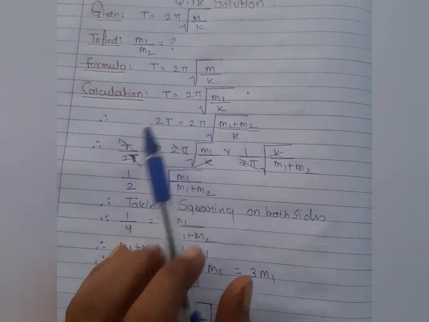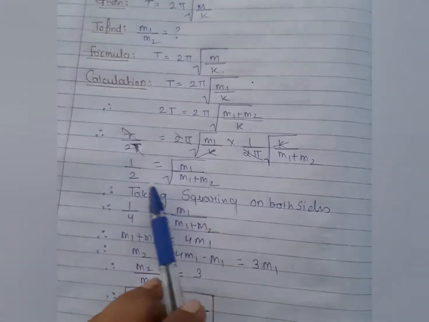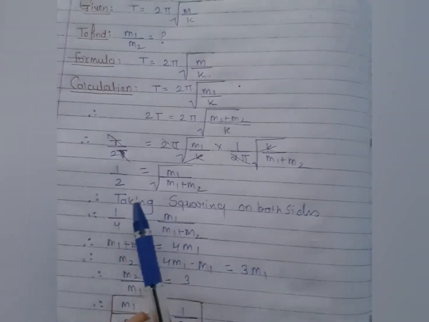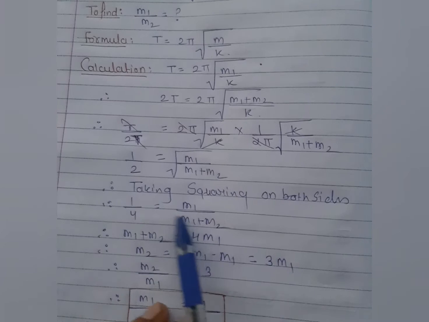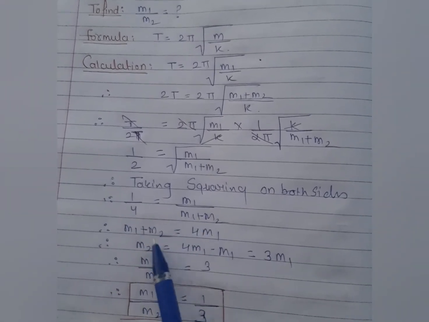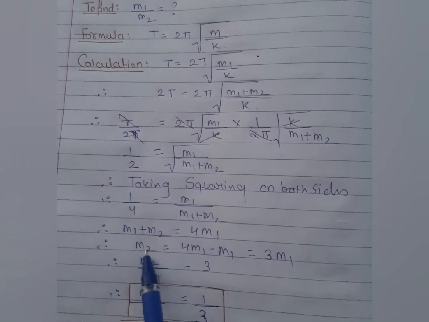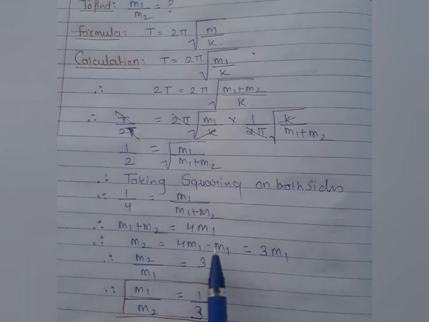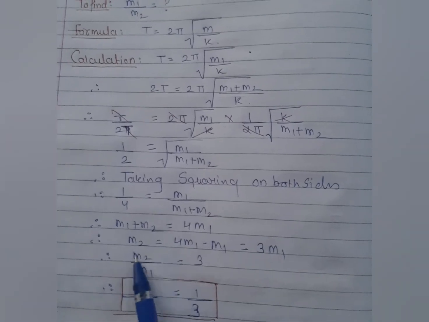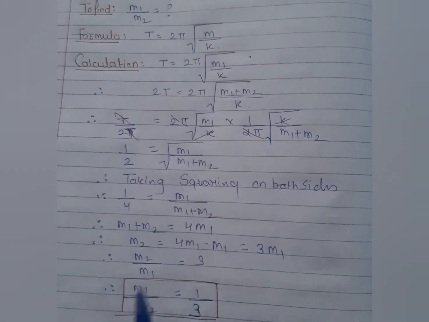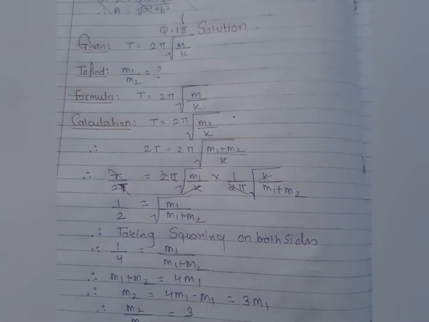Here we are taking the ratio of these two roots, that is T upon 2T. So 2 pi gets cancelled out, k gets cancelled out, and root of m1 upon m1 plus m2. Taking the square root on both sides, that is 1 by 4 equals m1 upon m1 plus m2. So here we are going to take the cross multiplication of this term, that is m1 plus m2 is equal to 4m1. Clear? So let's take m1, m2 to one side, that is 4m1 minus m1. Here we are getting 3m1. So m2 upon m1, the value is 3 by 1. And let's take the ratio of m1 upon m2. So here we are getting 1 by 3. So this is the solution of question number 18.